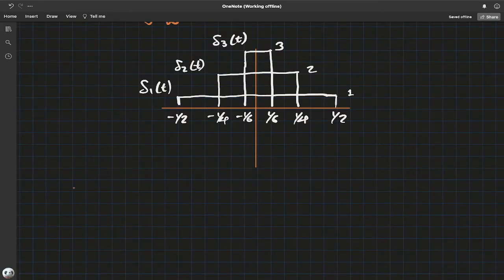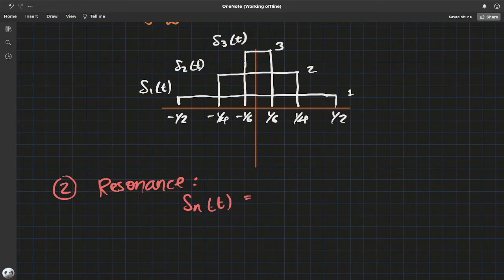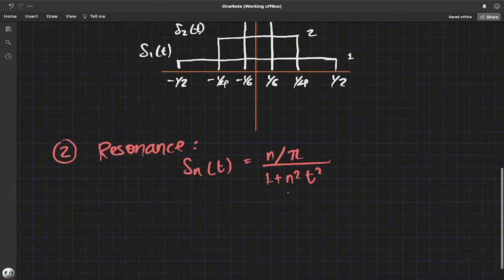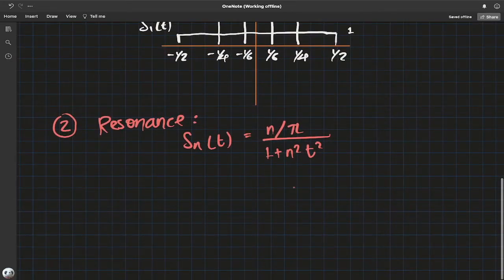Another way of doing it is, number 2, what I call resonance. So you have delta sub n of t is equal to n over pi divided by 1 plus n squared t squared. This exploits the fact that the integral of this thing is going to give you an arc tangent from negative infinity to infinity, which will just be pi, and divided by n, of course.